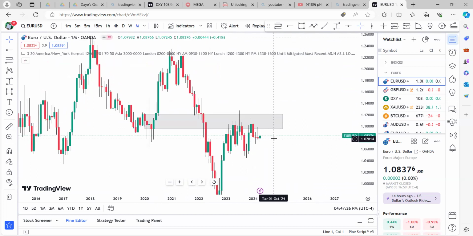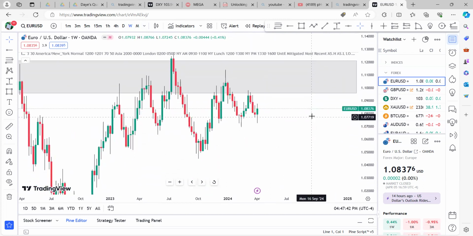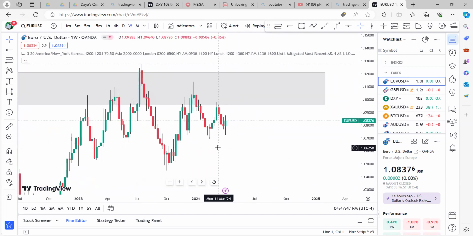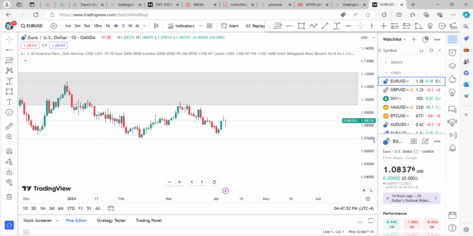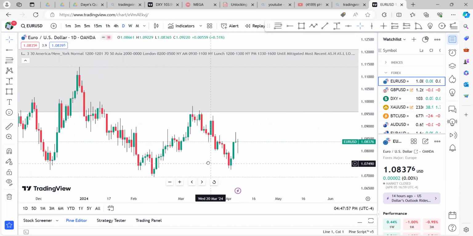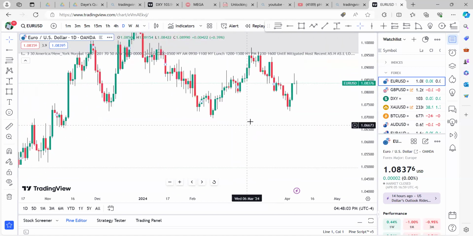And don't forget that the balance price range that we saw on DXY and then GBP is there too. It's the same analysis, guys. Just be patient and let's see what price does this week. Don't rush to enter any trade. Let's be patient and see what price does this week.